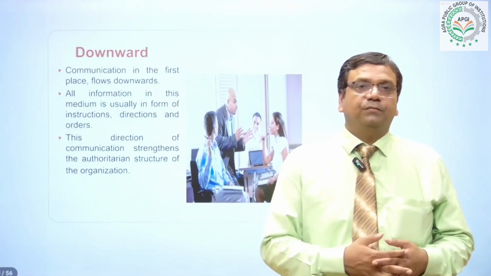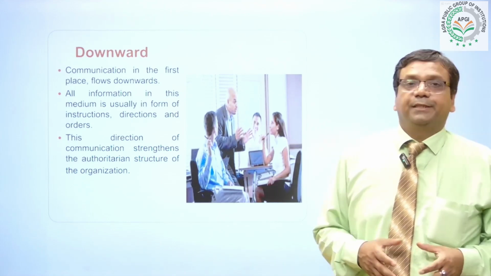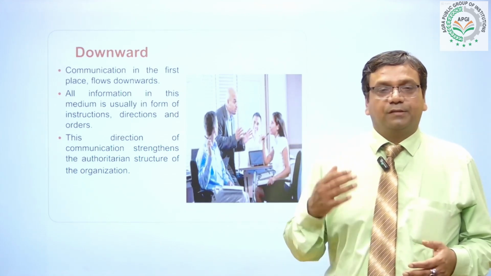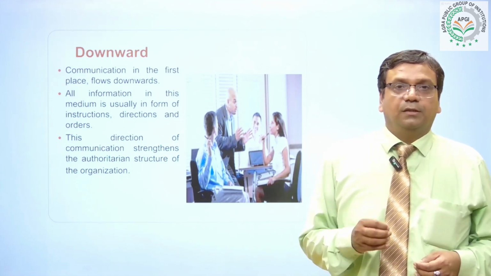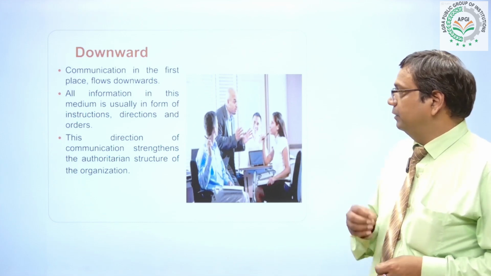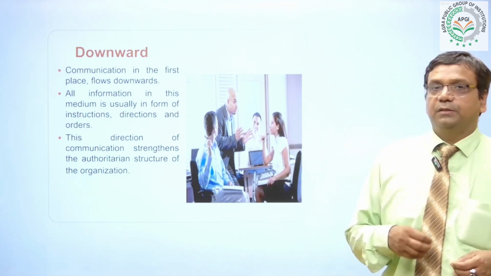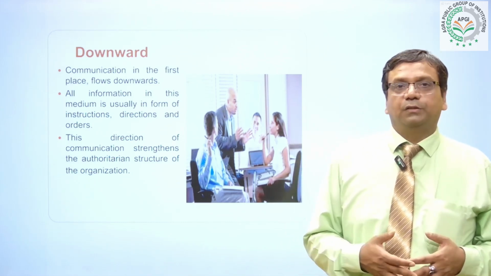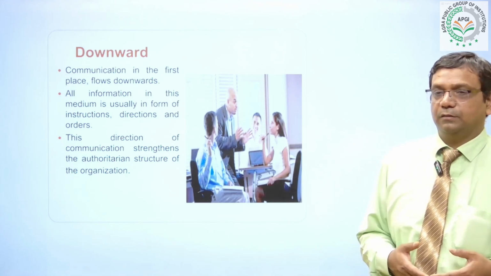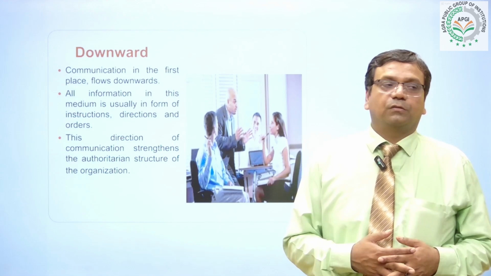Now in an organization we find another type of communication that is called downward communication. In downward communication, when a senior is speaking to a junior, this communication is called downward communication. When the senior is speaking to the junior, he certainly gives some instructions, directions or orders. So the junior is receiving these instructions. From top to bottom, this communication is moving, so it is called downward communication.